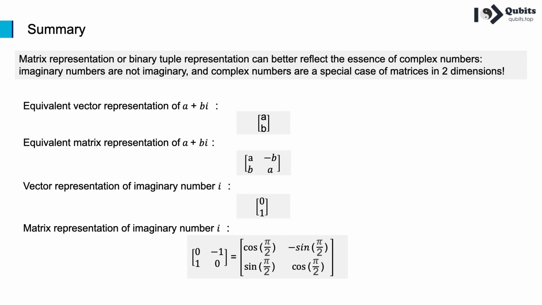Here we summarize the equivalent vector and matrix representations of complex numbers. We also have the equivalent vector and matrix representations of the imaginary number i.